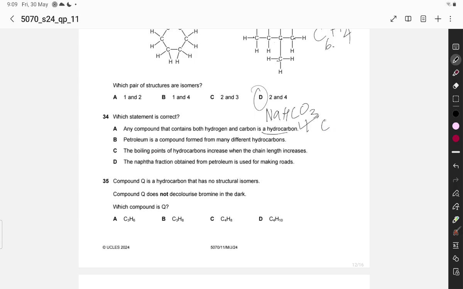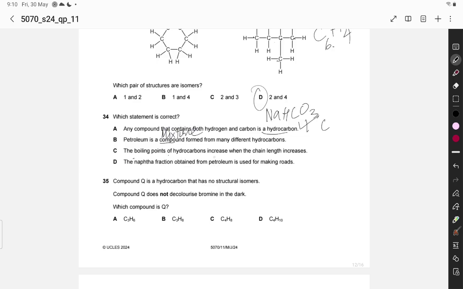Petroleum is a compound formed from many different hydrocarbons. So this is also incorrect. Petroleum is not a compound, petroleum is a mixture.